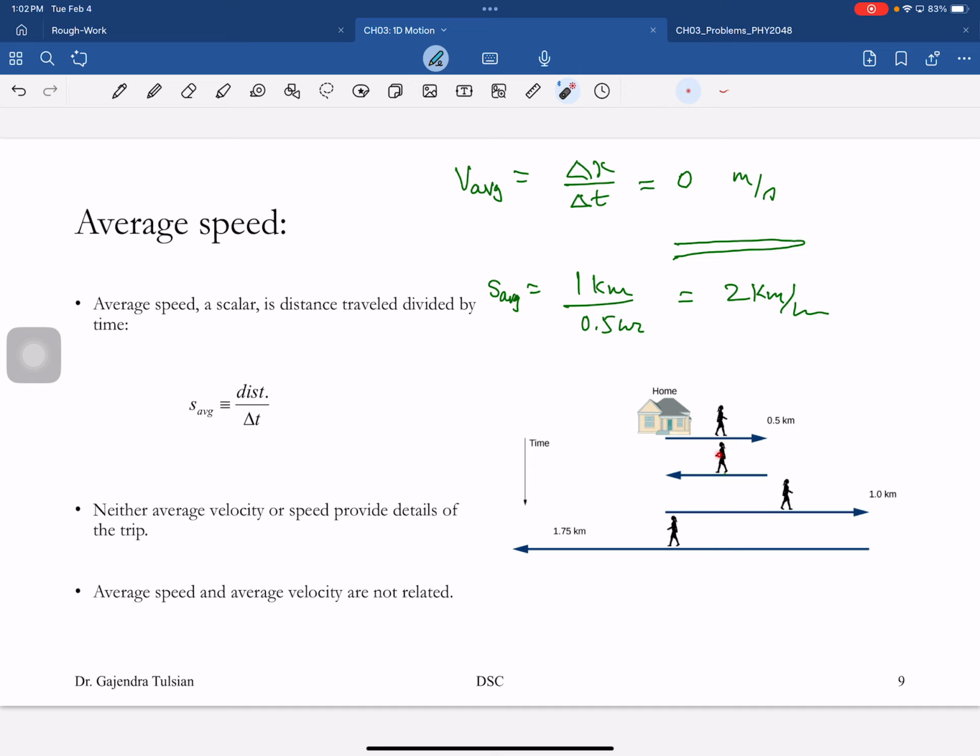Okay, you went to the library and came back, your average velocity was 0. You went to New York and came back, what was your average velocity? 0. Average speed and average velocity are, by the way, not related. You go to Palm Coast and come back, you go to New York and come back, your average velocity is 0, but your average speed could be anything. So those two are not related.